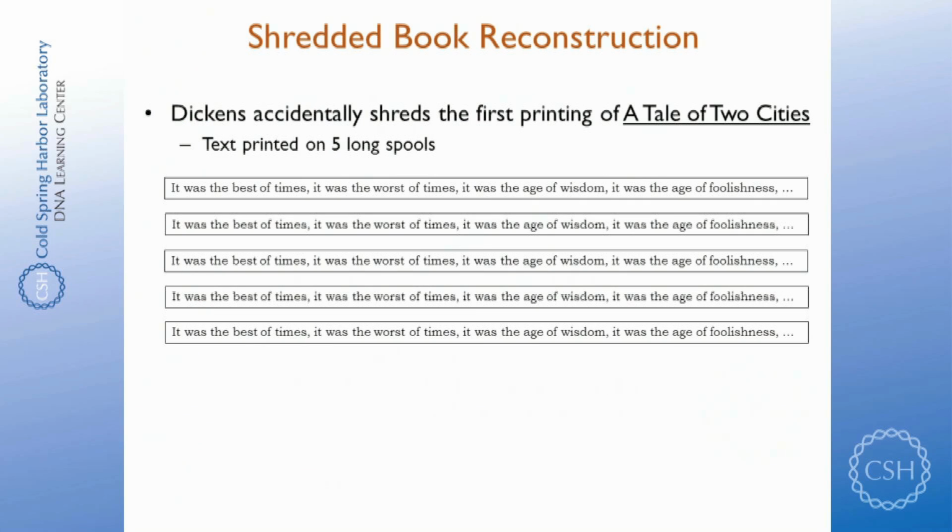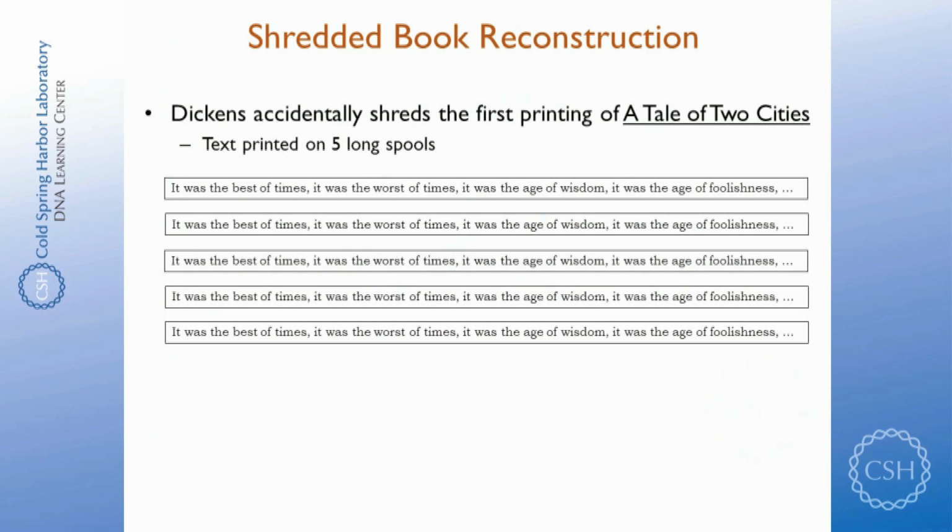So the analogy that I like to use starts like this. Imagine you're Charles Dickens and you had just finished writing A Tale of Two Cities, which begins, it was the best of times, it was the worst of times, it was the age of wisdom, it was the age of foolishness. So you're Dickens, you're very proud of this book that you just wrote, your masterpiece, and you want to go sell it, distribute it to the world.